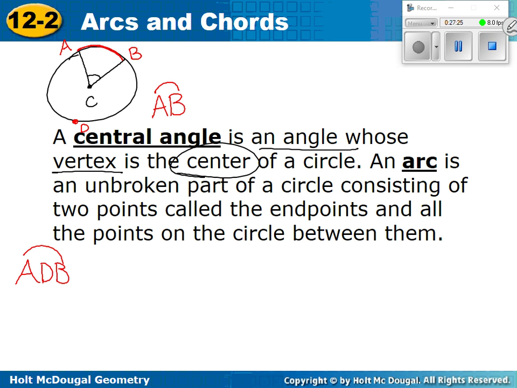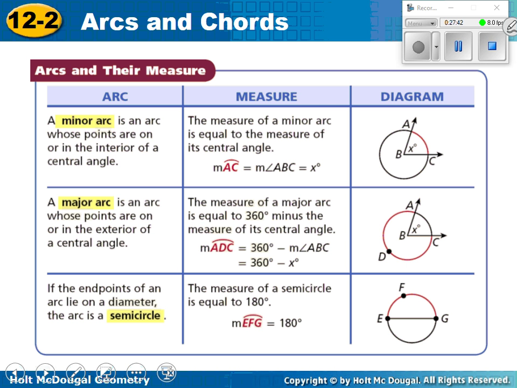It's longer. When I have 2 letters, I'm going to go the shortest distance possible. When I have 3 letters, the middle letter is going to tell me the direction to go. So I'm going to go from A in the direction of D all the way to B. So it makes the arc bigger. When you look at the next slide, you're going to see that there are 3 different kinds of arcs: a minor arc, a major arc, and a semicircle.